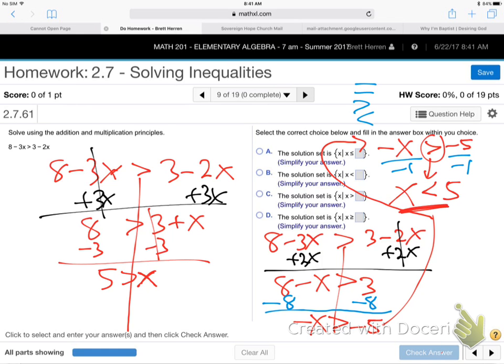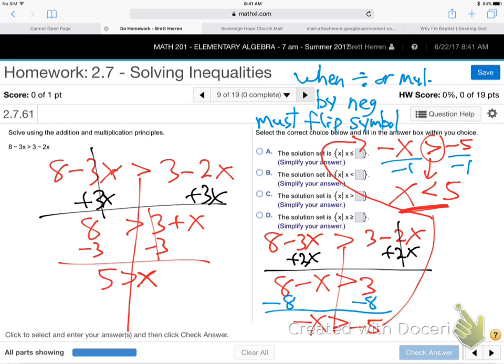So let me write a note about that. When you divide or multiply by a negative, you must flip the symbol. Multiplying and dividing rules always go together, don't they? So when you put a negative under the bar, you're dividing by a negative. You got to flip the symbol.